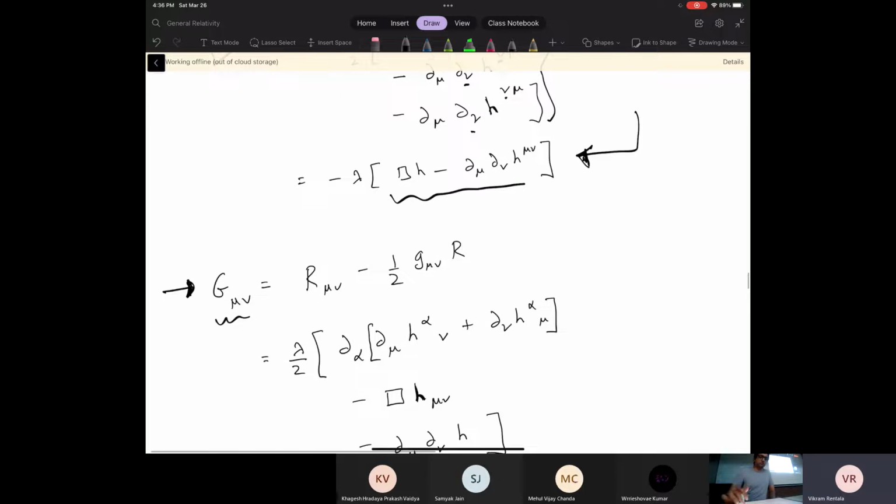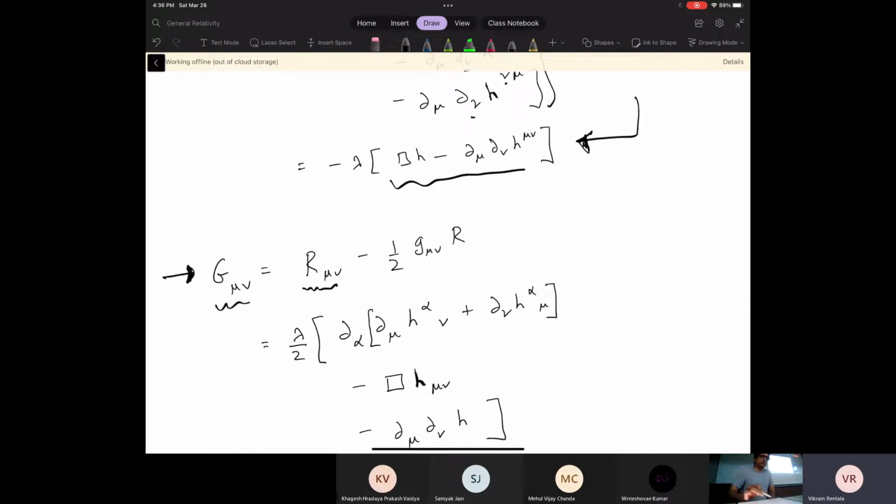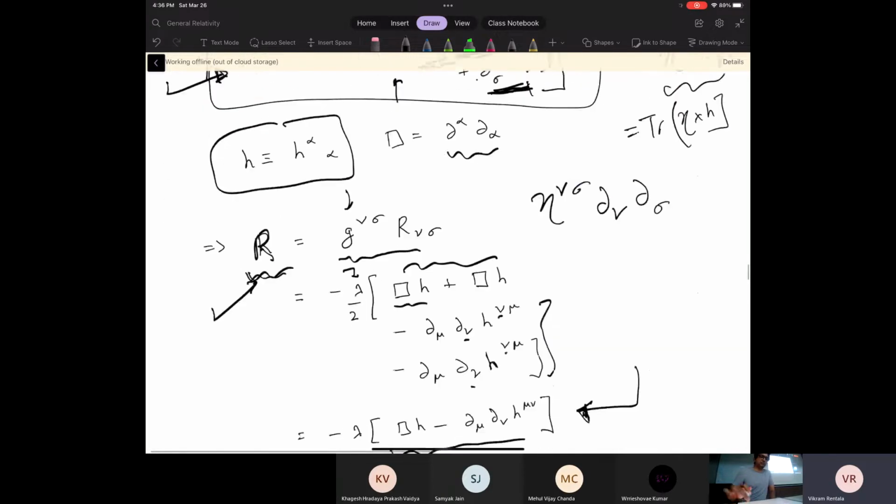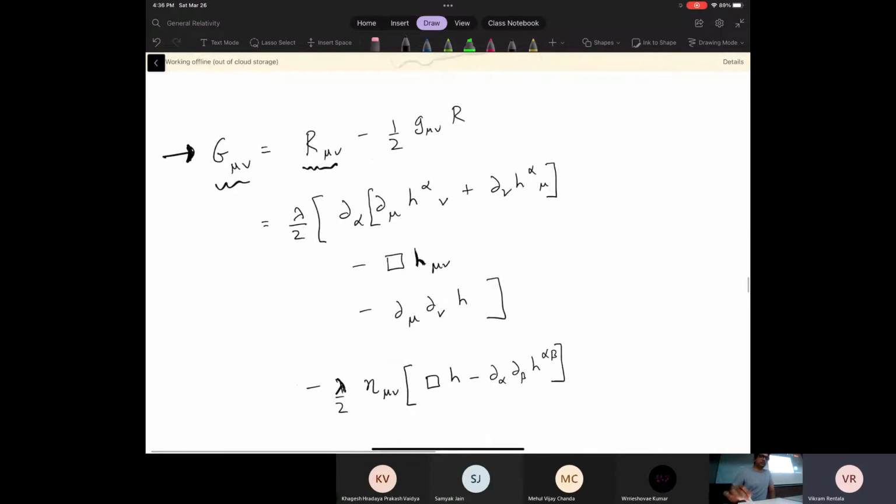So let me just do this and then we'll pause for questions. Okay. So let's take the Ricci tensor, which was this expression. I'm just writing it again down here. Okay, it's just this expression. I've just pulled the minus sign inside.